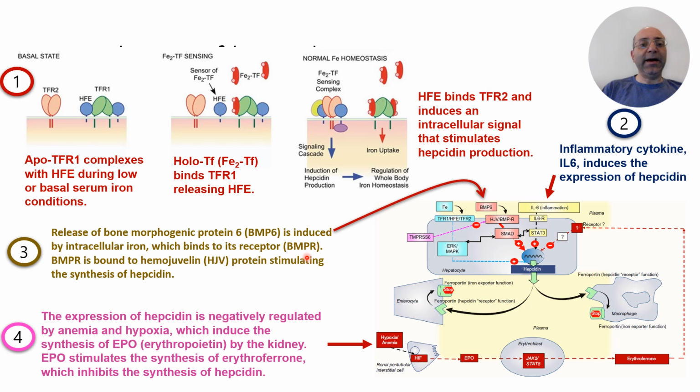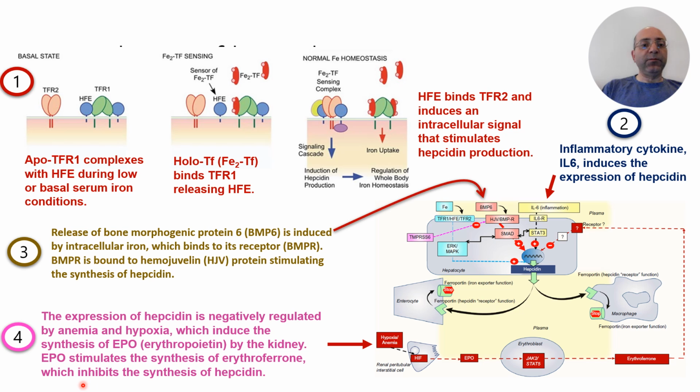هلا by the way هذا الريسبتور بيكون bound لبروتين اسمه hemojuvelin، وhemojuvelin protein is important for the function of BMPR, for the BMP6 receptor. وراح نتكلم على هذا البروتين later on.